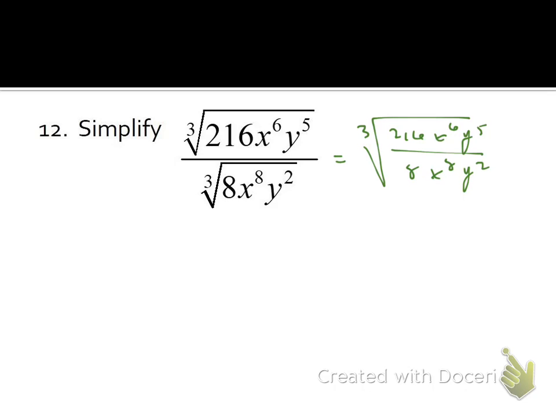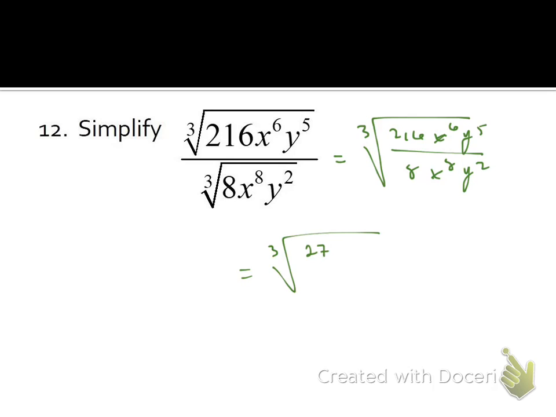The reason I would want to do that is because now I can simplify my fraction and hopefully make this whole problem a little bit easier. 216 over 8, let's see, will 8 go into that? I think it will. So 8 will go into 216 27 times. So we're going to get the cube root of 27 in the numerator.